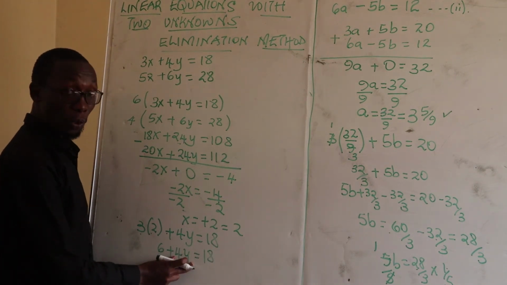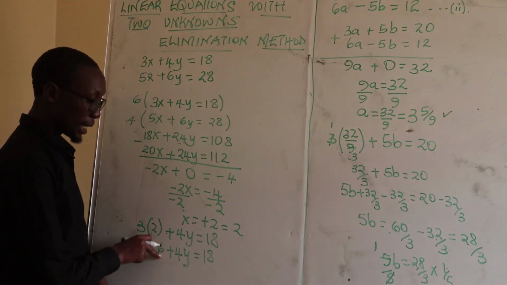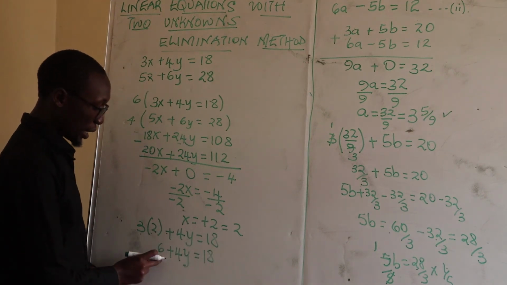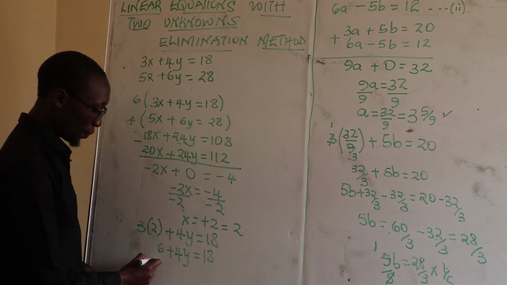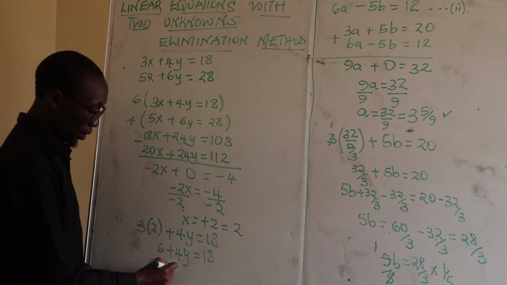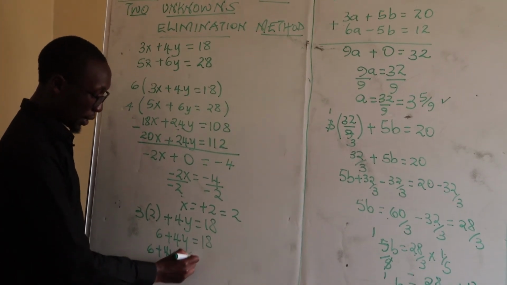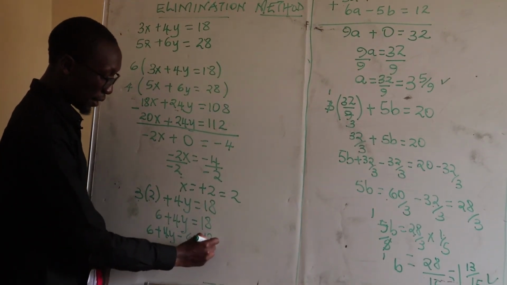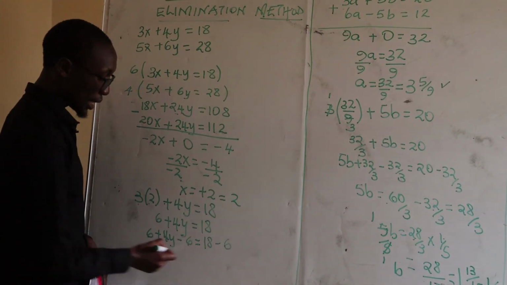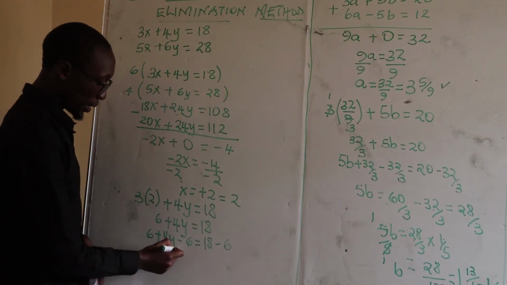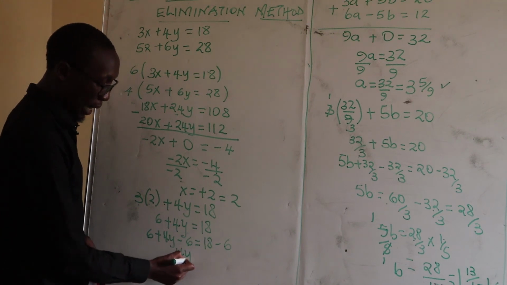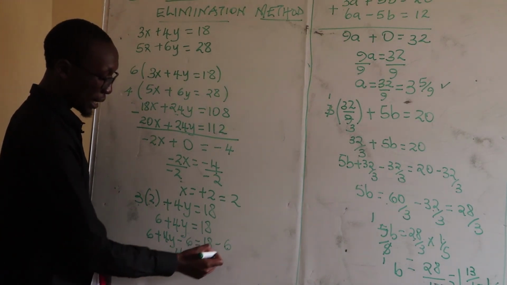To get the value of 4y, we take this 6 to the other side. So how do we take it? It has been added to this side, so we take it away. So 4y, you take away 6, and whatever you have done to the left hand side, you also do it to the right hand side. And so 6 minus 6 becomes 0, you are left with 4y shall be equals to 18 minus 6, which gives you 12.